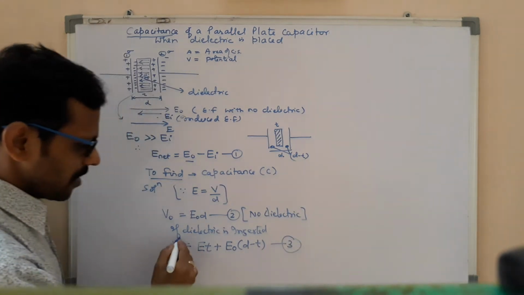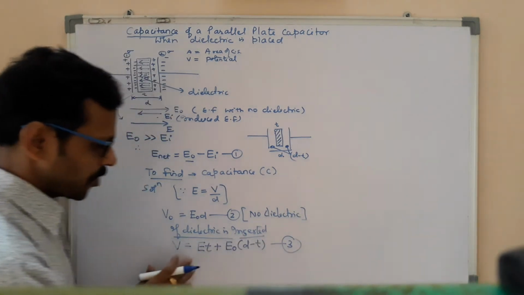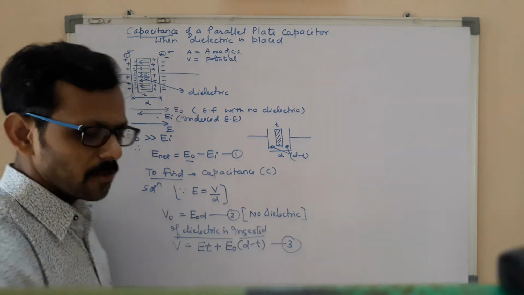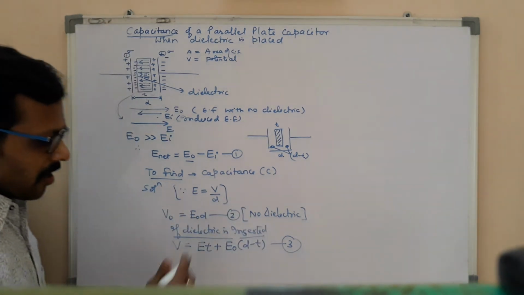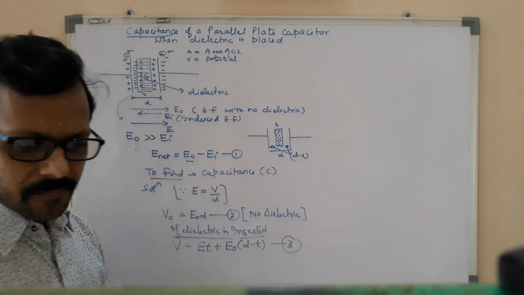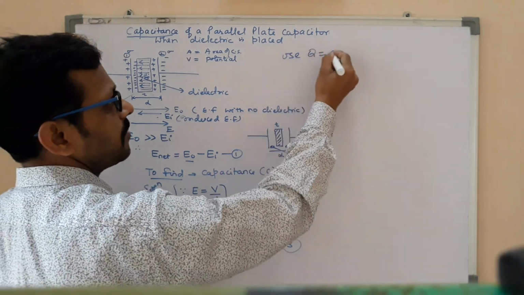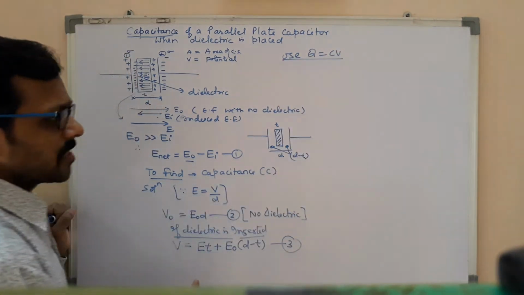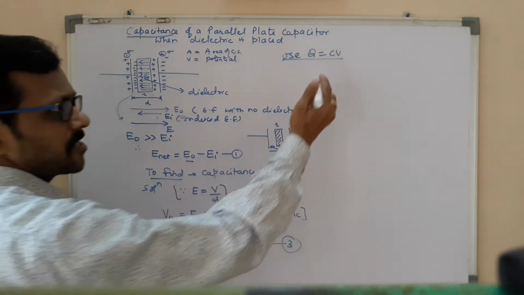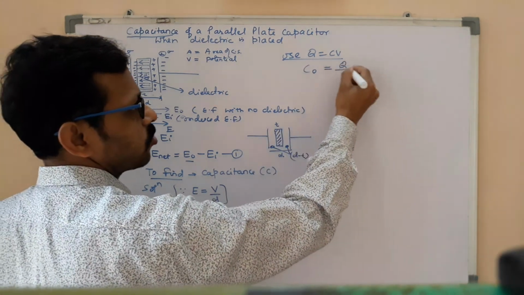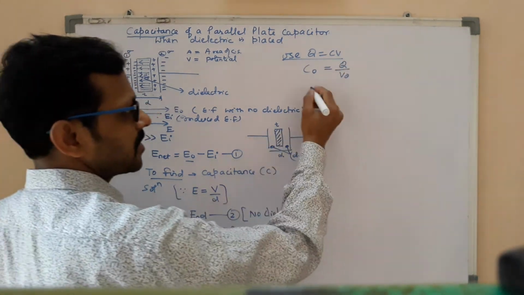So here you can remember that this is the potential which is produced when dielectric is inserted, and equation 2 represents when no dielectric is there. Now we have to use the relation Q equals CV. Using this, calculate the capacitance C naught, which can be written as Q upon V naught when no dielectric is there.